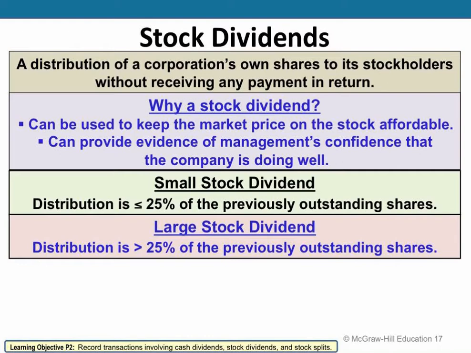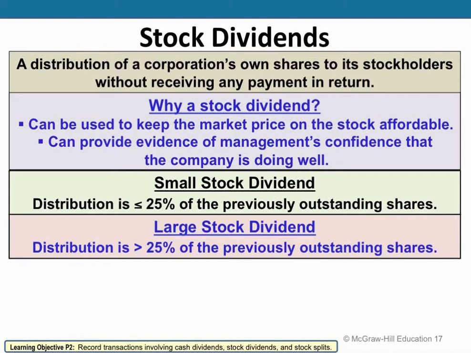So this can be done to keep the market price on the stock affordable. If we previously had 1,000, now we've got 1,100 shares outstanding. To keep the same overall market value, we're going to split that over 1,100 instead of 1,000, so the price per share might decrease. It may also be that management is confident the company is doing well and still wants to give something to their shareholders and feels that giving them a certificate would meet that.